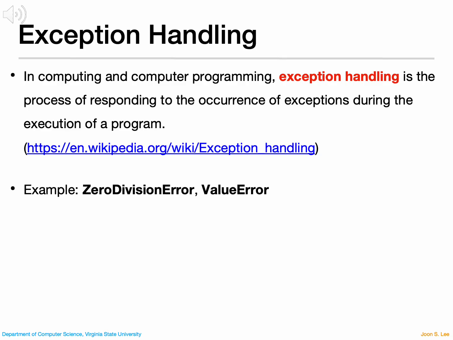Exception handling is the process of responding to errors that occur during program execution. Instead of allowing a program to crash, we can detect and handle these exceptions in a controlled way. Common examples include zero division error, which occurs when dividing by zero, and value error, which occurs when an invalid value is used. Understanding how to handle these situations is essential for writing reliable and robust programs.